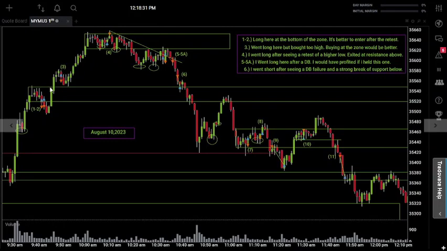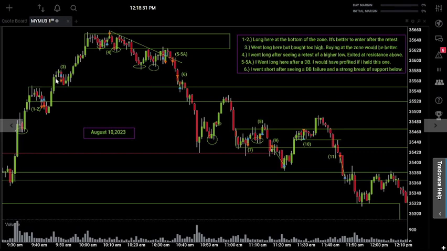Then as we moved up, we broke out of the zone, created a swing high, and started to pull back a little bit. Right here is where I took trade 3. On trade 3, I went long here, but I bought it way too high, and buying at the zone would have been better. That makes so much sense now that I'm looking back on it.